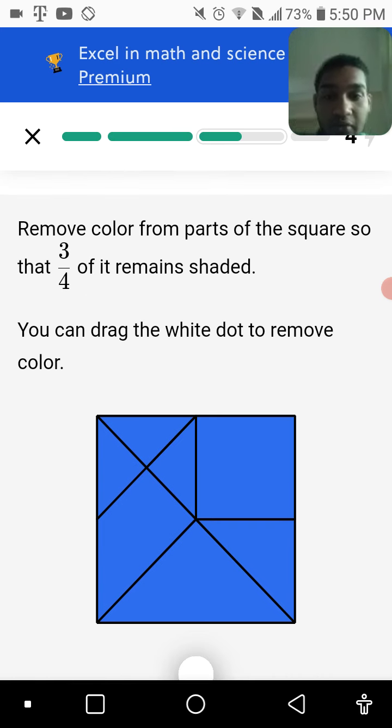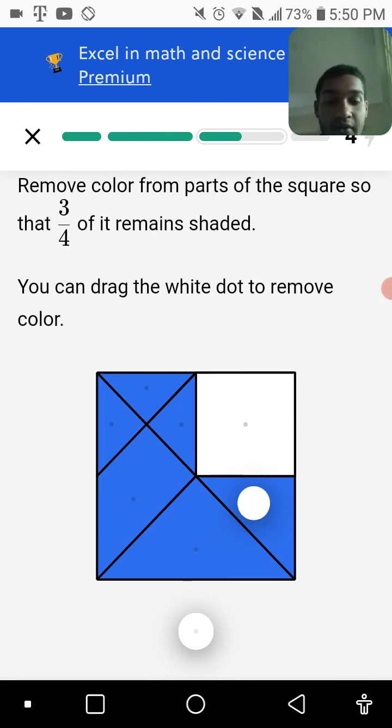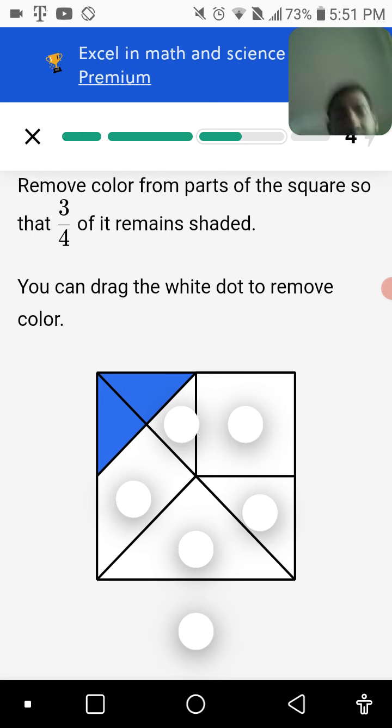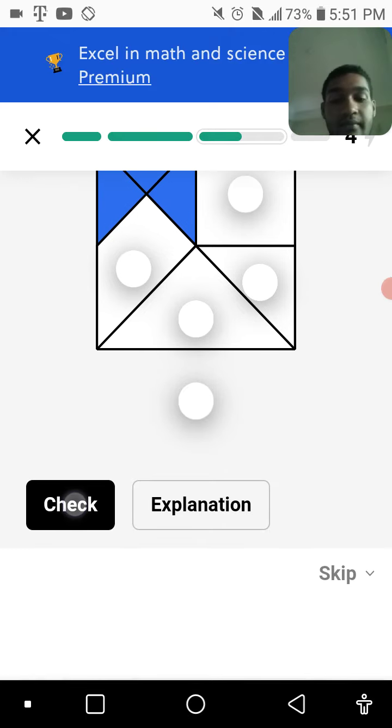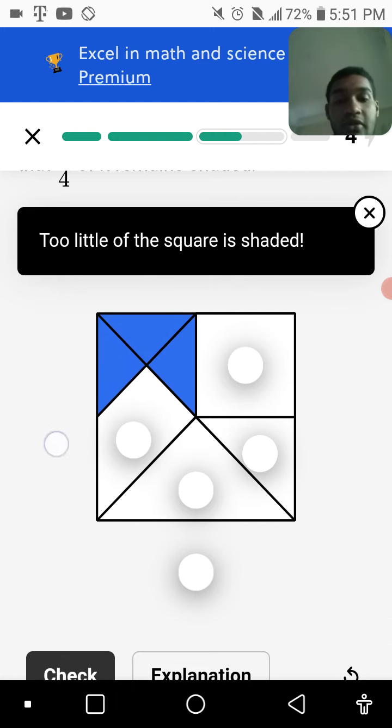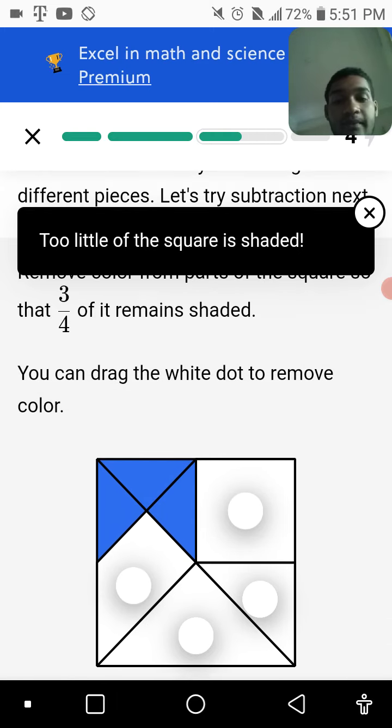So what can I do? I think I have to get rid of all of this. What happened? I think this will be like this. Let's see. Okay, it's not this. Oh man, 3 by 4.